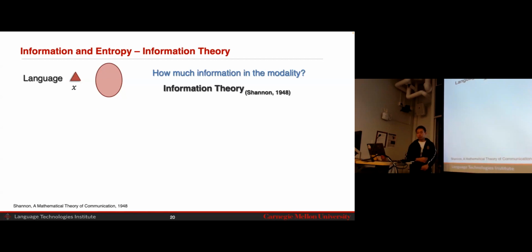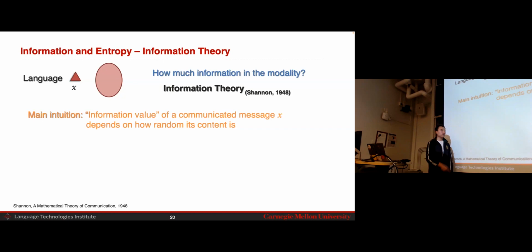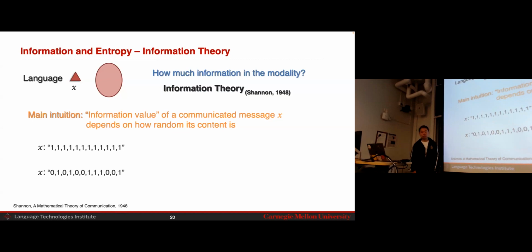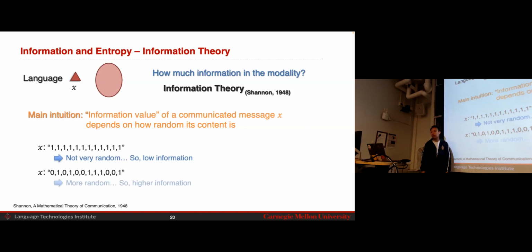So information theory was created by Shannon. The main intuition is that the information that some source, some random variable, gives me depends on how random the content is. There are two examples: X always giving me 1, and another example, X, which toggles pretty randomly between 0 and 1. The idea is that the random X should give me more information, whereas the X that always gives me 1 gives me less information. So how can we formalize this?